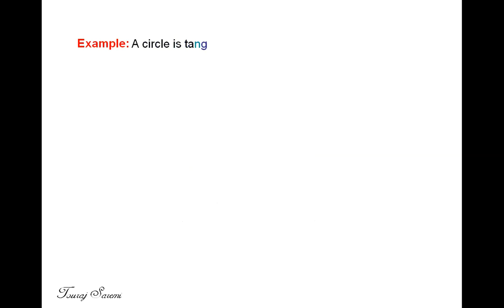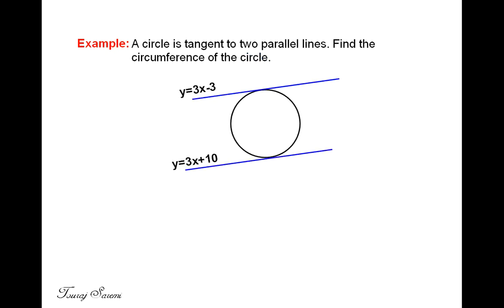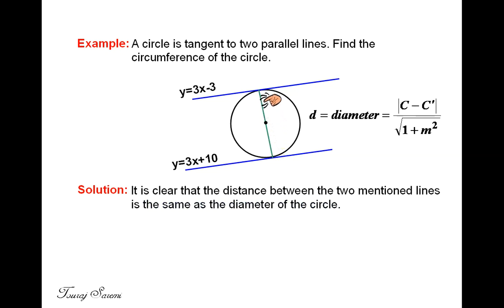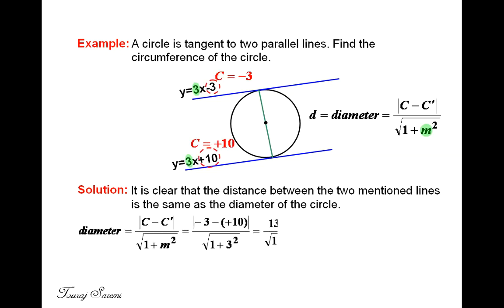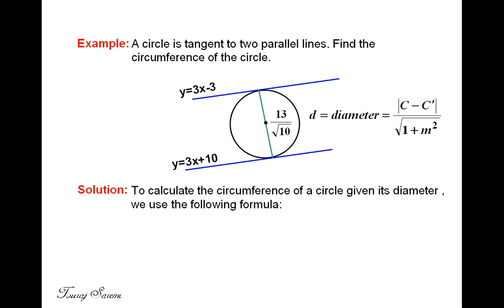Example: a circle is tangent to two parallel lines. Find the circumference of the circle. Solution: It is clear that the distance between the two mentioned lines is the same as the diameter of the circle. To calculate the circumference of a circle given its diameter, we use the following formula.